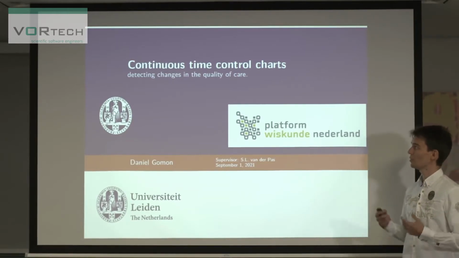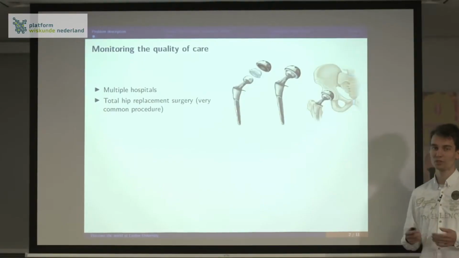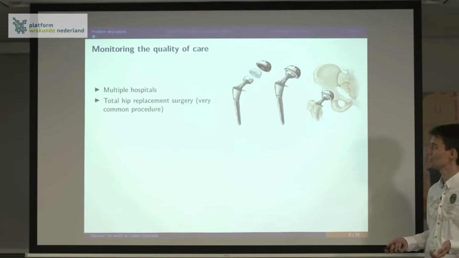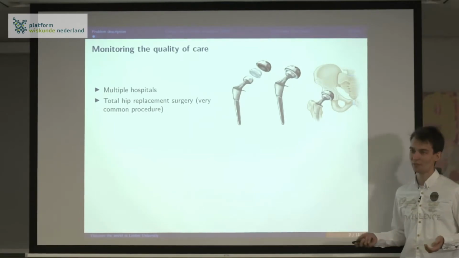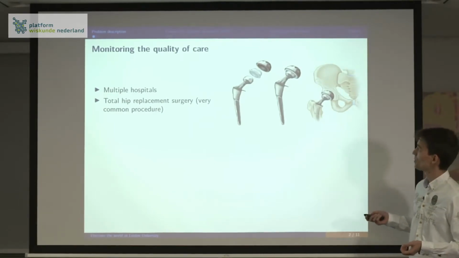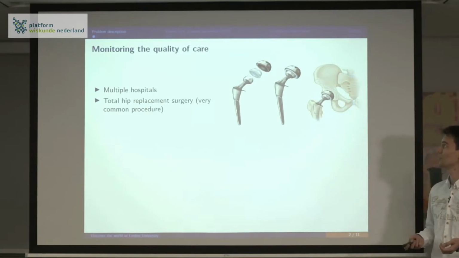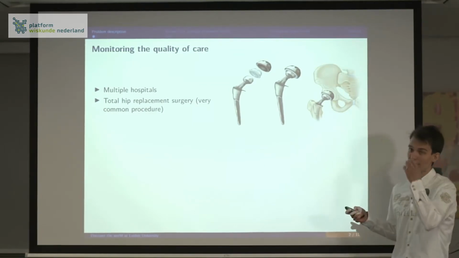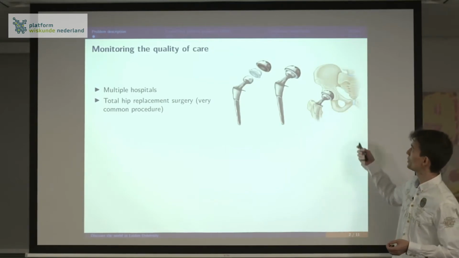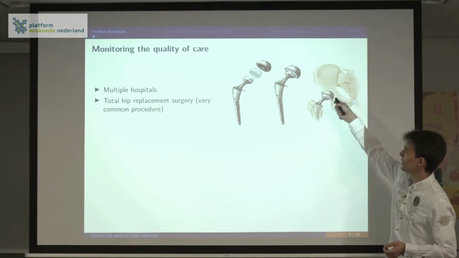So what do I mean when I say detecting changes in the quality of care? Suppose that we have multiple hospitals like we do in the Netherlands, and suppose that they all perform a certain procedure. In this case, let's focus on total hip replacement surgery. What is total hip replacement surgery? Well, it's a surgery which is commonly done for old people when their hip joint starts hurting. It might be necessary to replace your hip joint with this titanium implant.